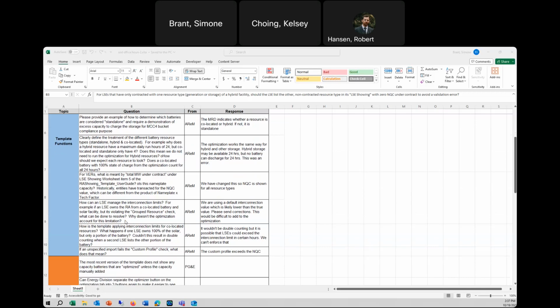And then the next question is, if an unspecified import fails the custom profile check, what does that mean? So it just means that in some hour you're exceeding the value you had on the previous page with the total NQC under contract. Do you have any other questions about this or the template functions in general?